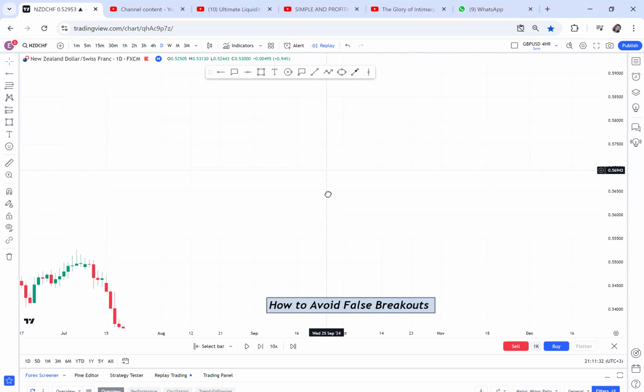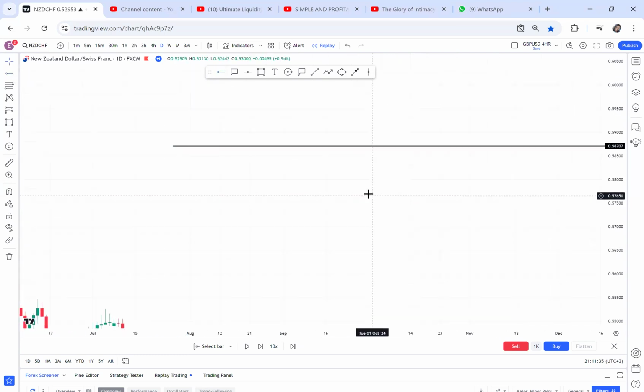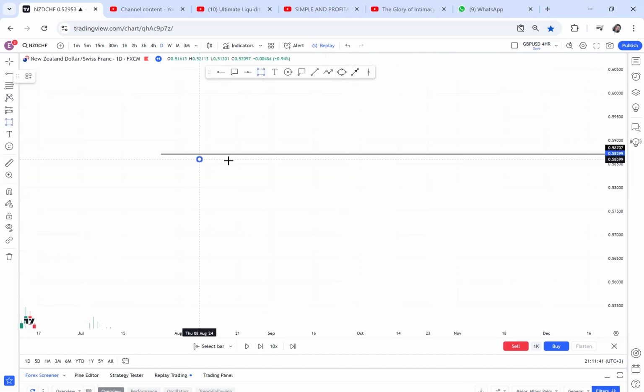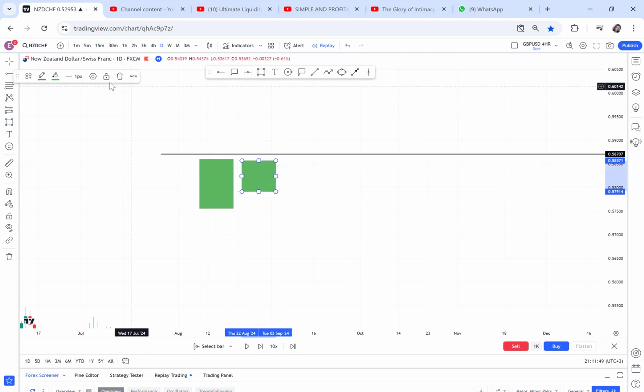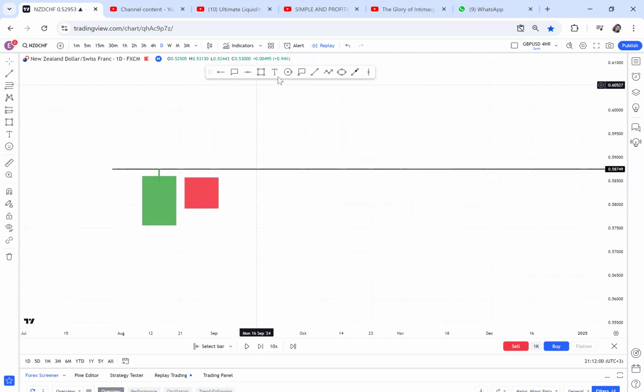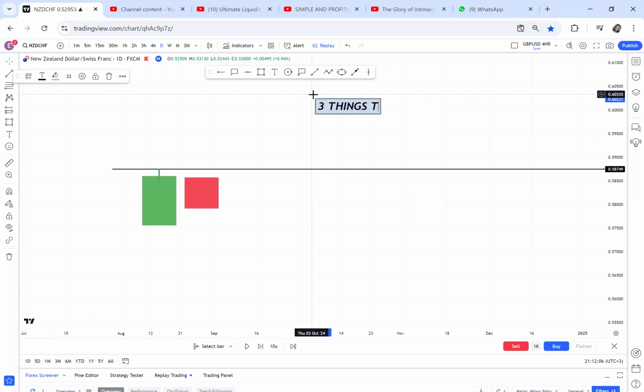A false breakout is anytime the market attempts to break either a resistance or a support and then immediately changes direction. You already know that a resistance is created when a green candle is followed by a red candle. Now, once resistance is created, we have three things that can happen at resistance.